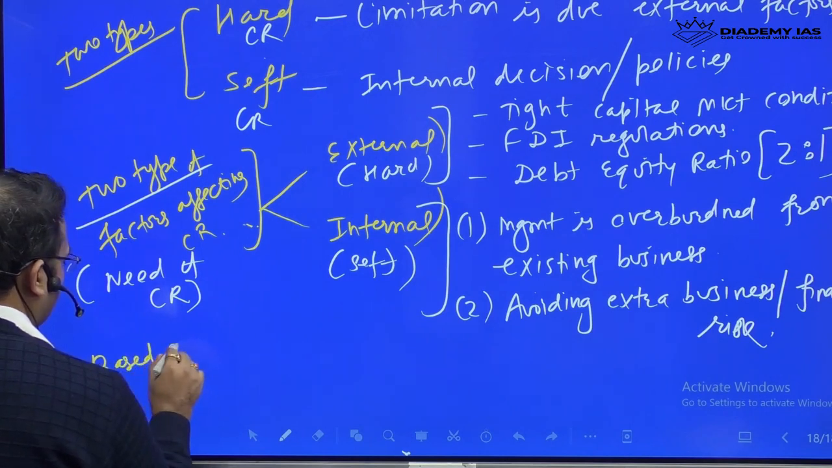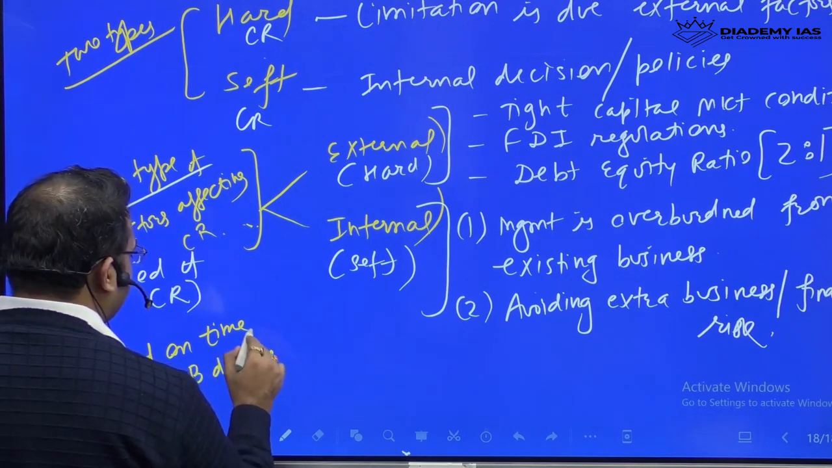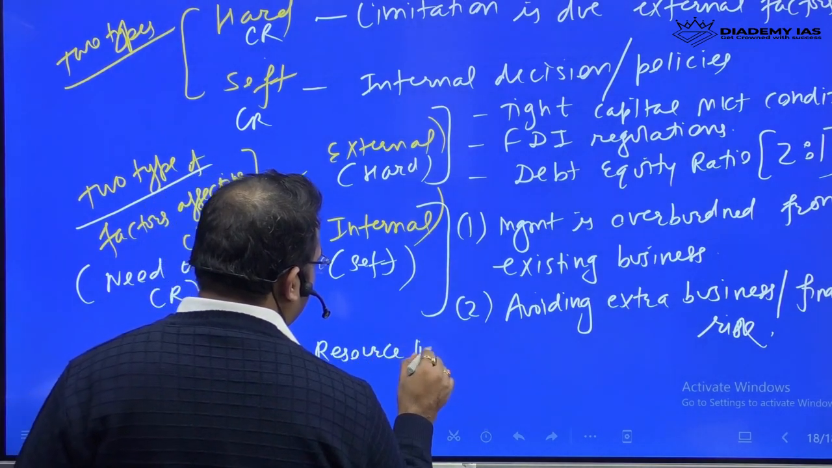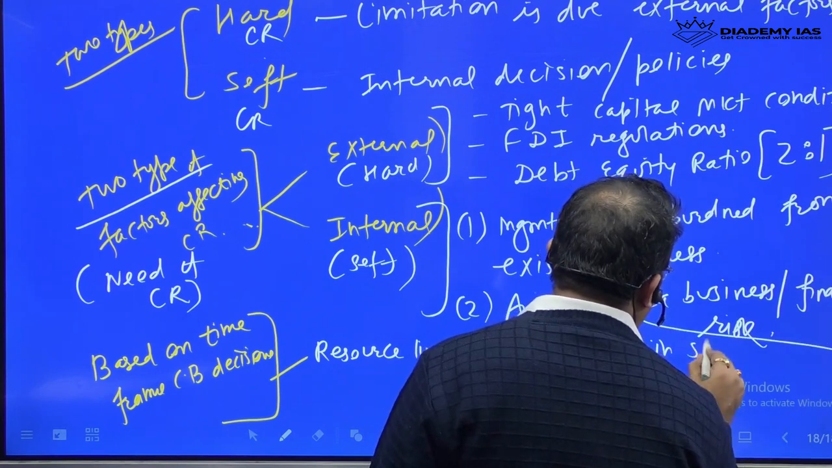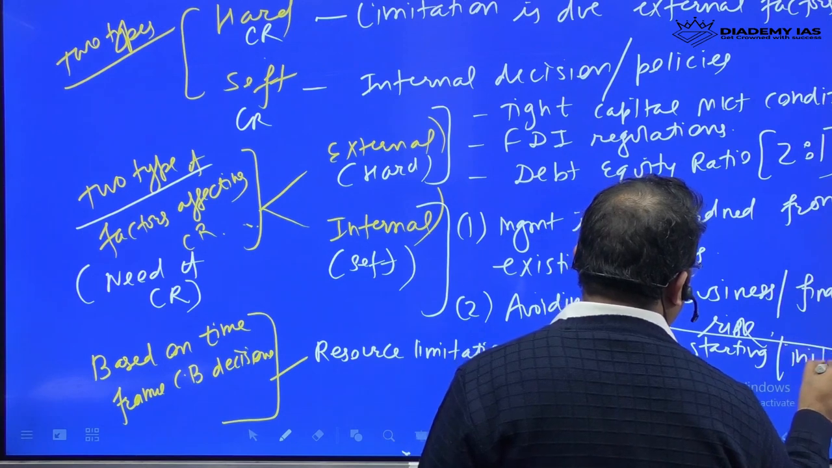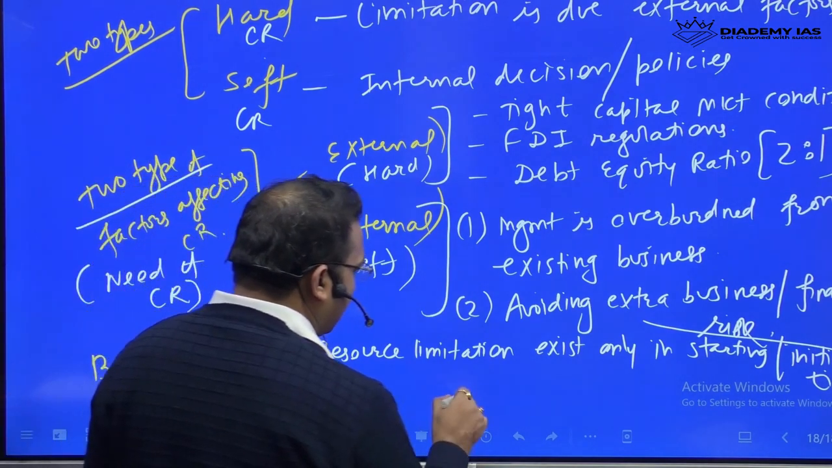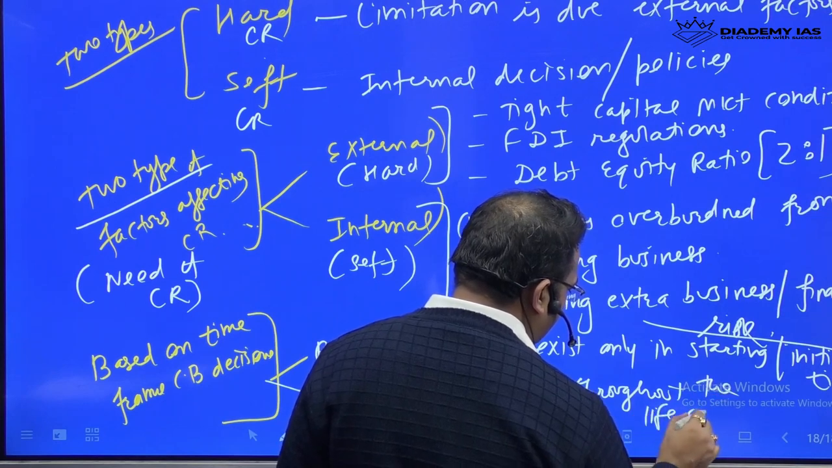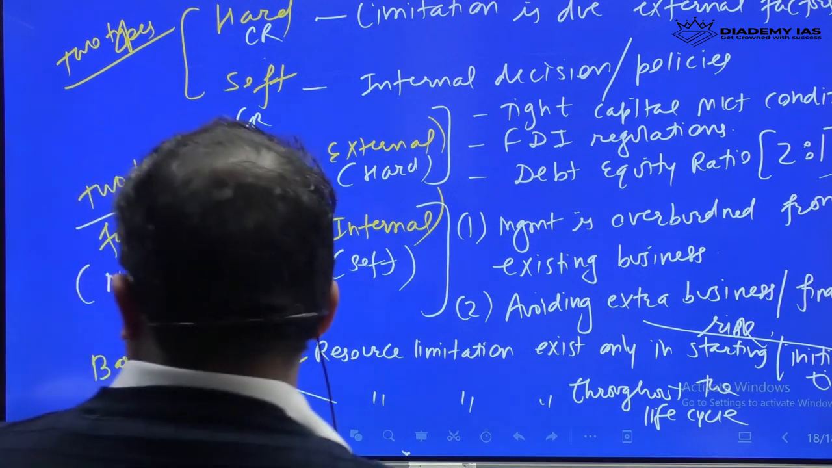Based on time frame, capital budgeting decisions can be of two types. One, where resource limitation exists only in the starting period or initial time. This is one case. And the second case is resource limitation exists throughout the life cycle of the project. So either resource constraint can be only initially, or it can be over a long period, throughout the life.